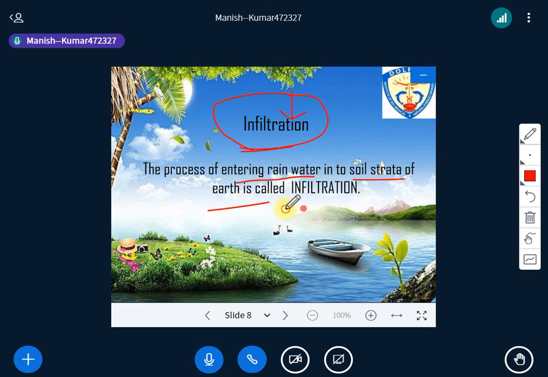Even the name is saying in and fill, right? It has to go in, then it has to fill it. That's why infiltration. Have you understood that? In, it has to enter, and then it has to fill the area. So when the rainwater, or the water, moves into the soil strata, or you can say the first layer of soil, that is called infiltration. Have you got that?